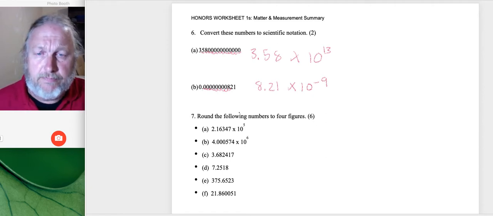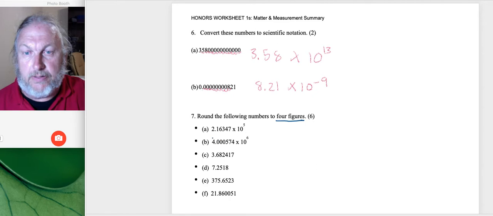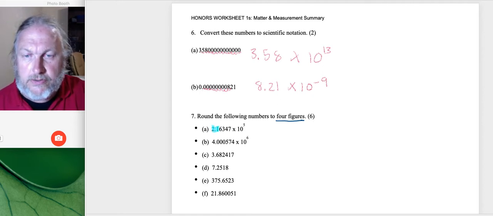Let's look at this one. This is easy. Round to 4 figures. I don't look at this number here, that's the tens place. I'm looking at this number here, and it says only round. It only rounds to 4 places, or 4 figures, or 4 digits. There's 1, there's 2, there's 3, there's 4.